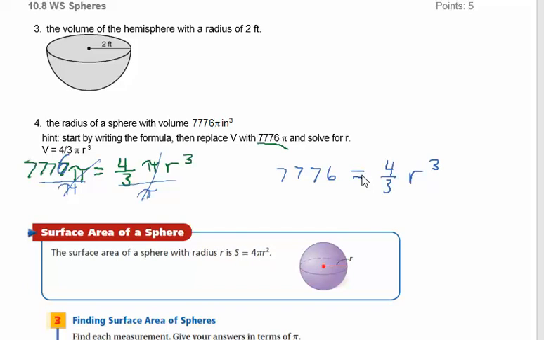Now you might say the next step would be to divide by 4/3, but dividing by a fraction is the same as multiplying by its reciprocal. What's the reciprocal of 4/3? It's 3/4. So we're going to multiply both sides by 3/4. And then on the right side, those will cancel. The fraction 3/4 times 4/3 is just 1. So if you take 3/4 times 7,776, it will equal r cubed.